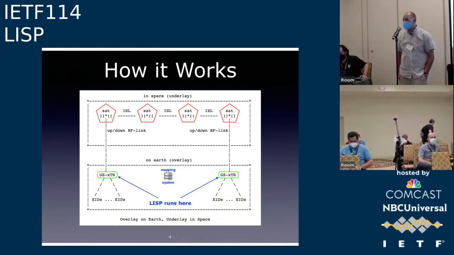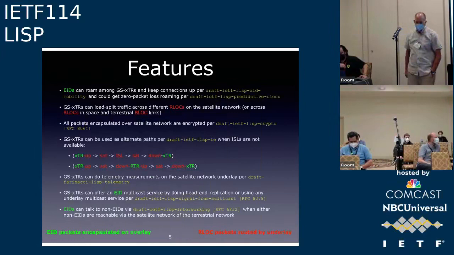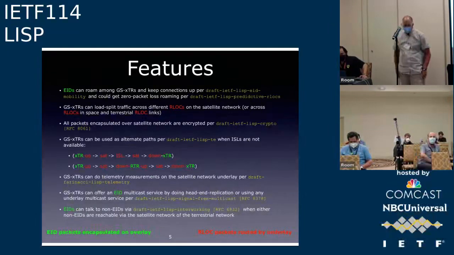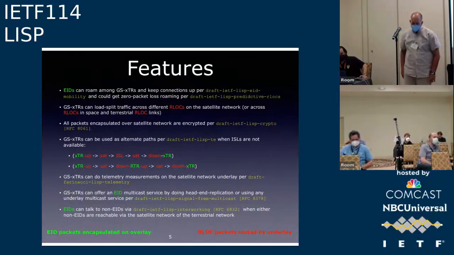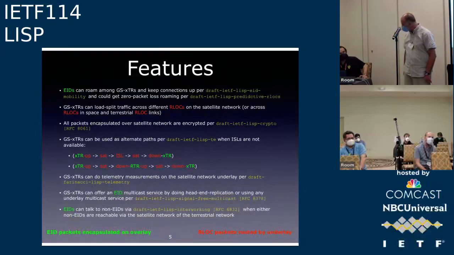I have one last question. If you go to this slide, in the second bullet you say across R-locs in space. If in space you have R-locs, it means that the satellites have to run LISP. They have to be XTRs, right? Because otherwise, just an underlay unaware of LISP. Let me show you what I mean.